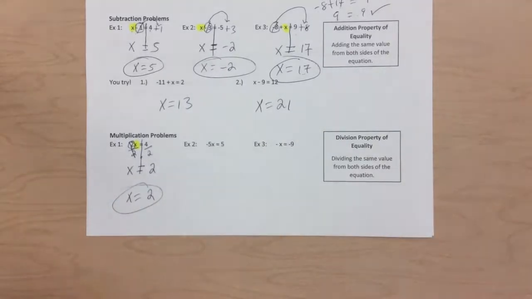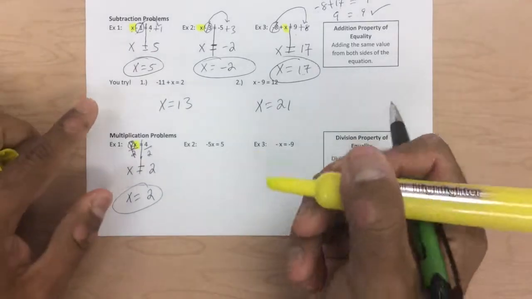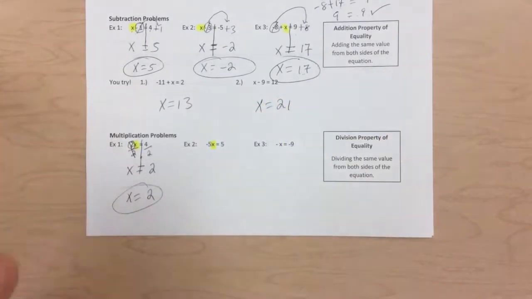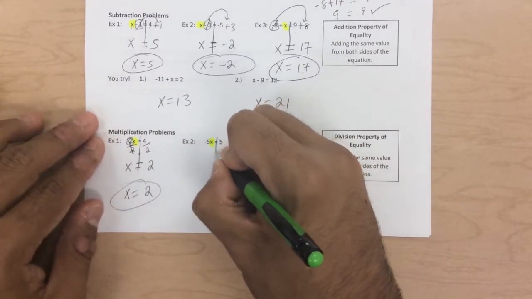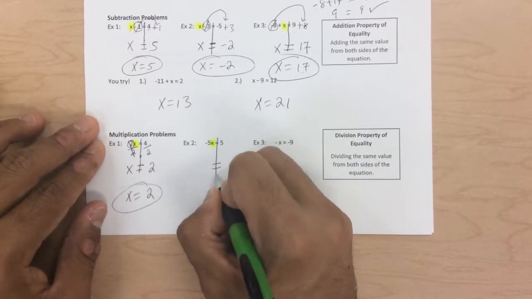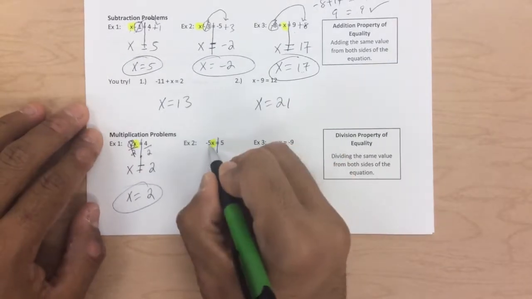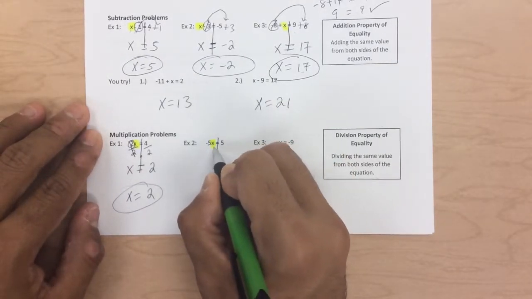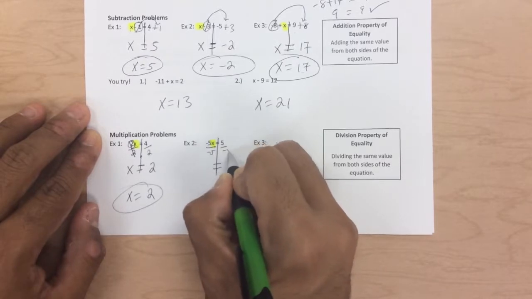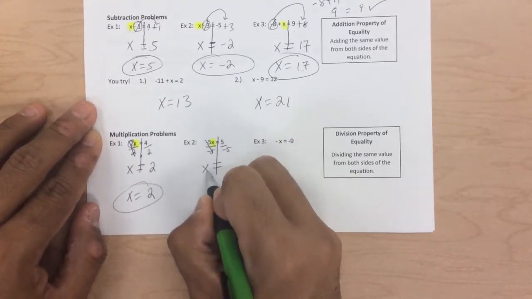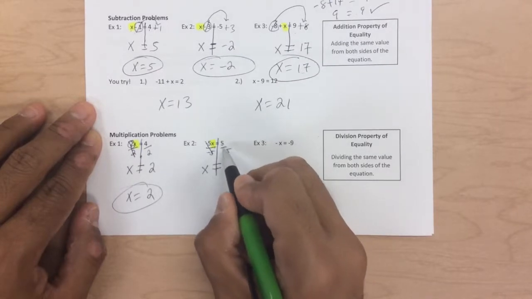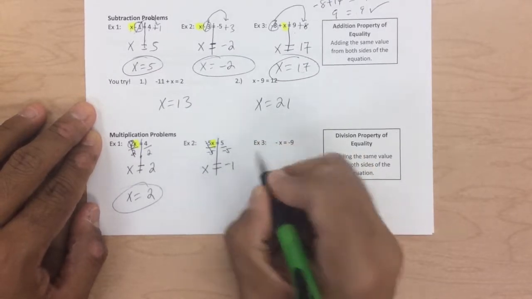Okay, let's do that for example 2. Let's start off by highlighting our x and drawing our line so we can determine the left and the right side of the equal sign, and go ahead and write down your equal sign down below. So we're multiplying by -5, so the opposite will be to divide by -5. So x equals 5 divided by -5, which is -1.